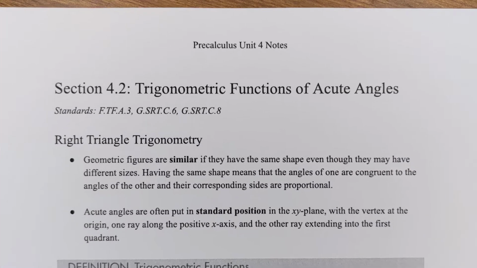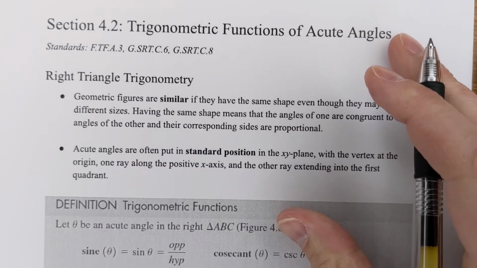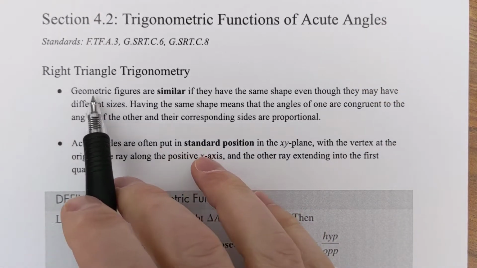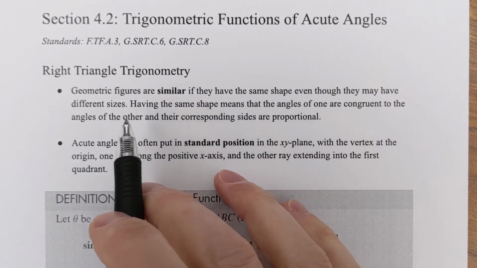Okay, so we've got the notes for section 4.2, trigonometric functions of acute angles. So we have to start with some right angle trigonometry. So some definitions. Geometric figures are similar if they have the same shape, even though they may be different sizes.